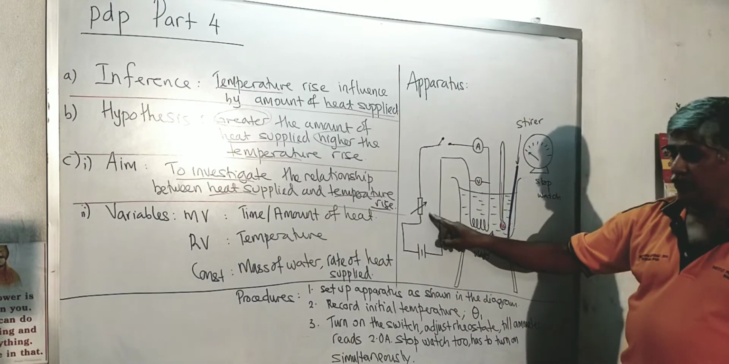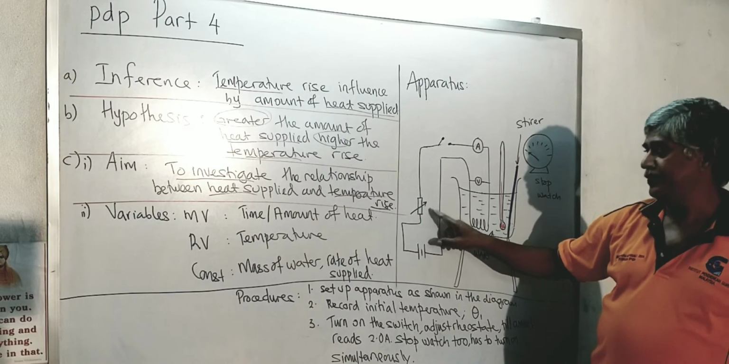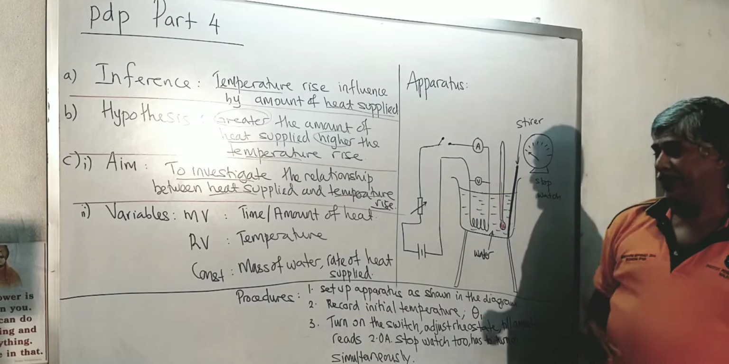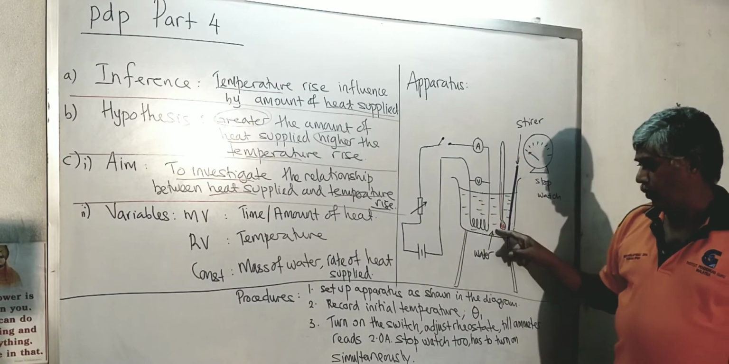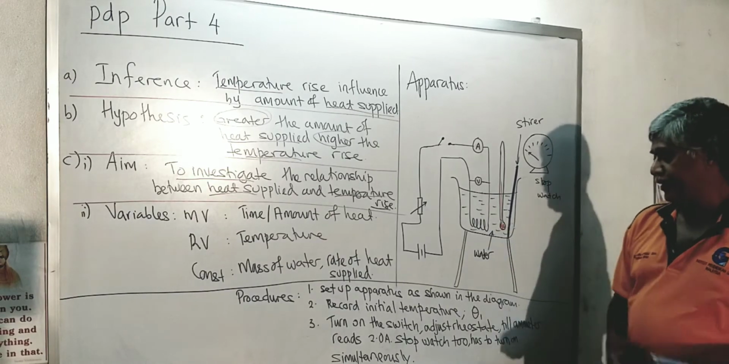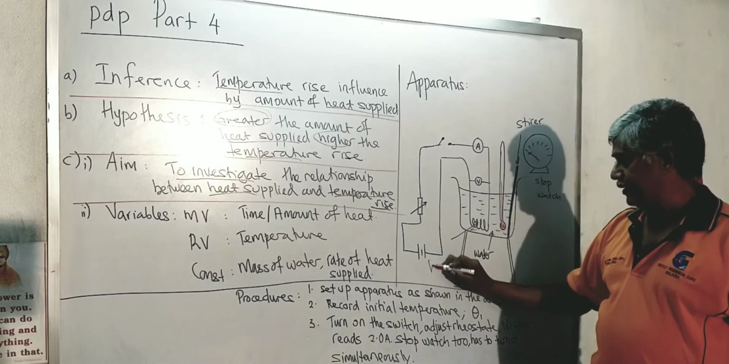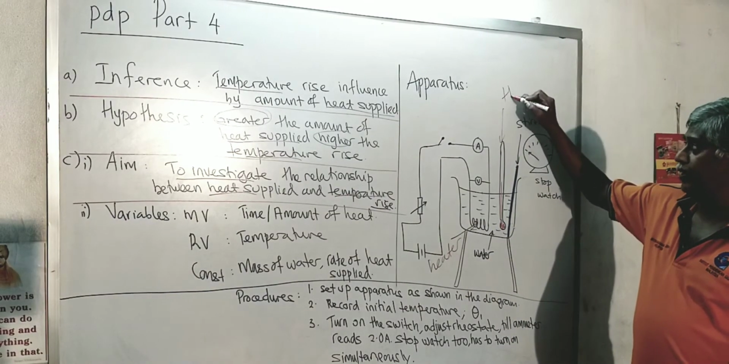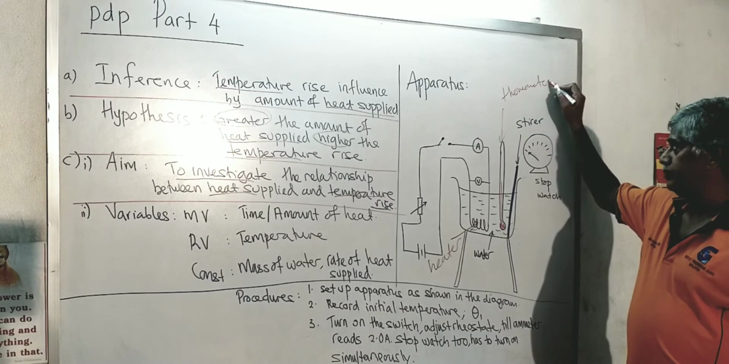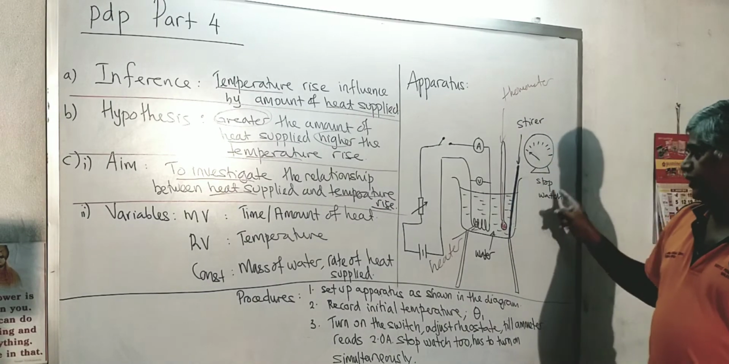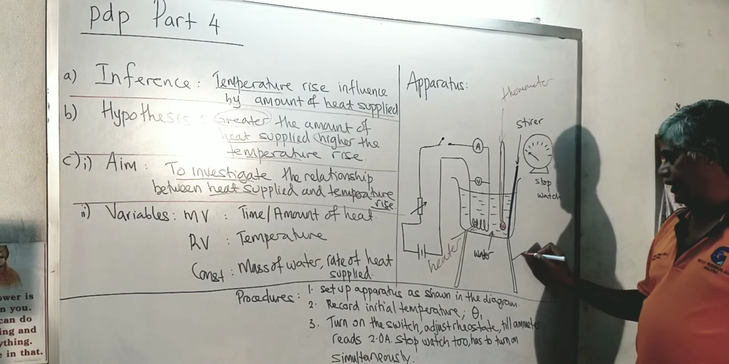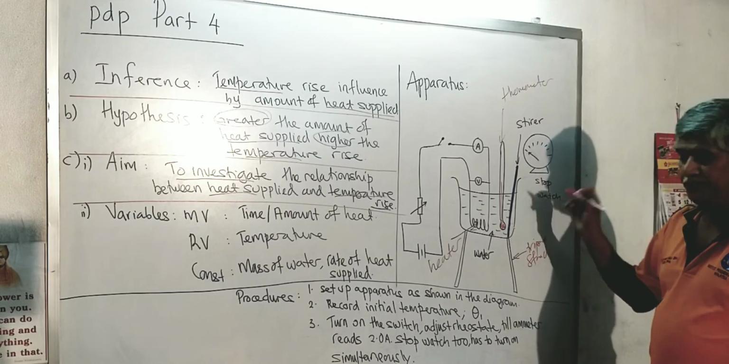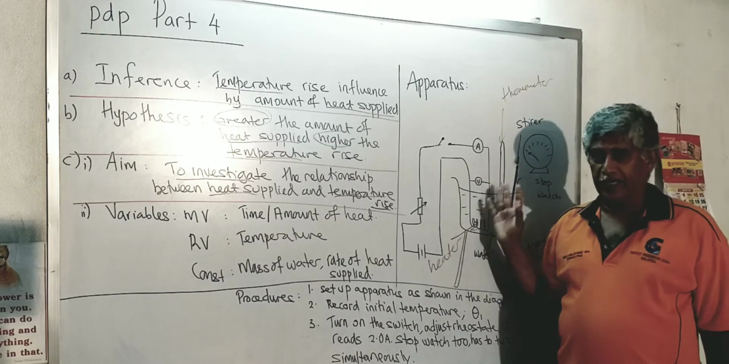Battery. This is called a rheostat, to control the current. This is the switch. Ammeter, voltmeter. All this you can take down. Beaker, water, and this is the heater. Then we have obviously the thermometer, stirrer, stopwatch, and of course you can say tripod stand. So these are the apparatus you can list down.